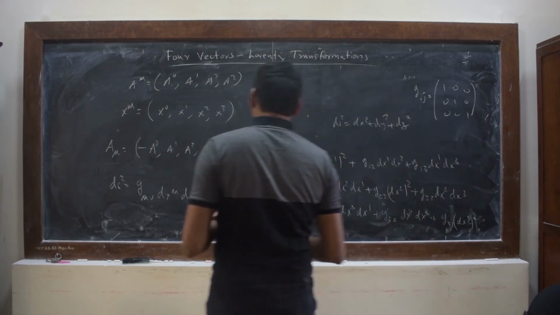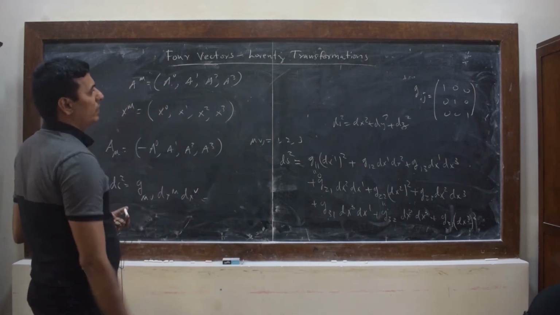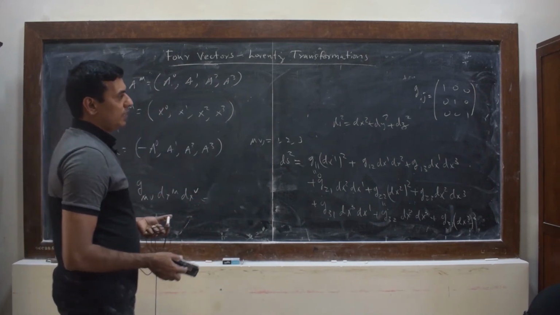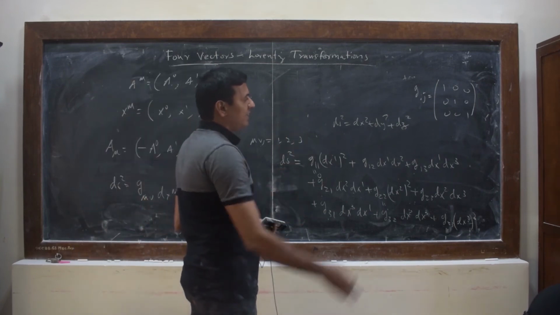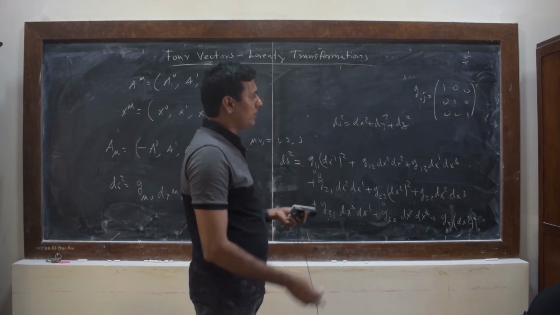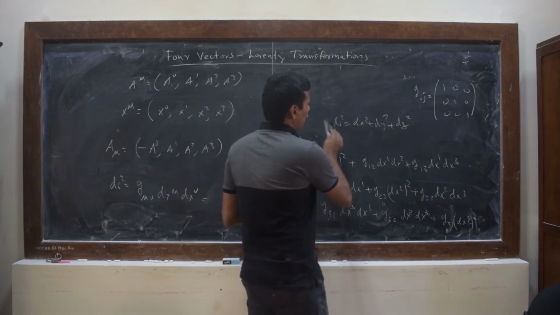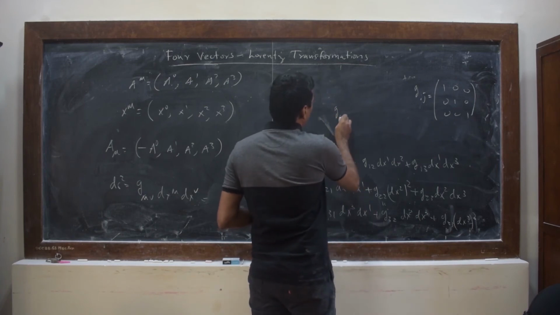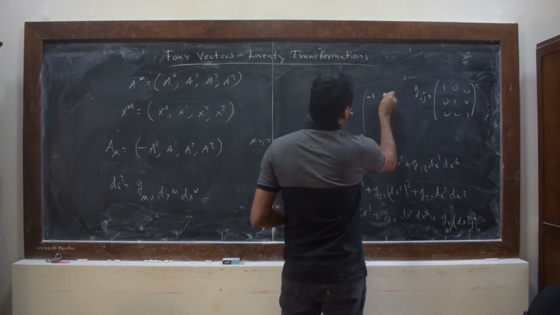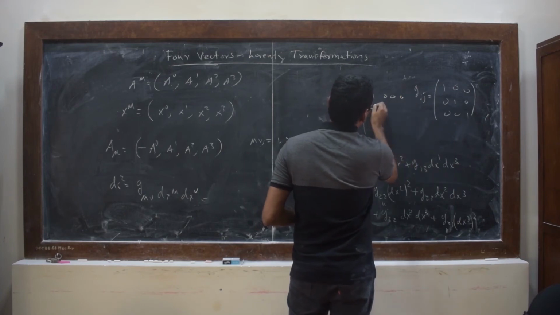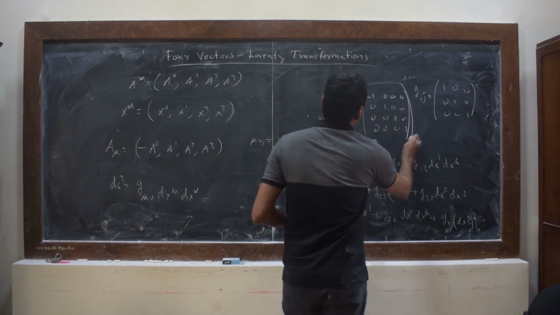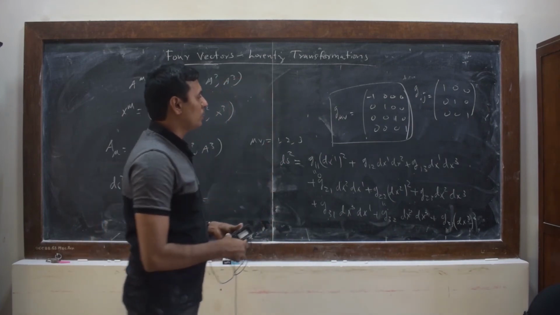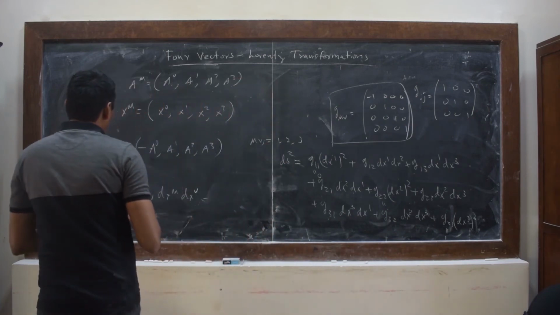Now, in the case of the Lorentz or Minkowskian space, the metric is a 4 by 4 matrix. It is diagonal, and the first diagonal element will be -1. All other elements are the same, so you can write G_μν as -1 0 0 0, 0 1 0 0, 0 0 1 0, 0 0 0 1. This is the metric in the Minkowskian space.